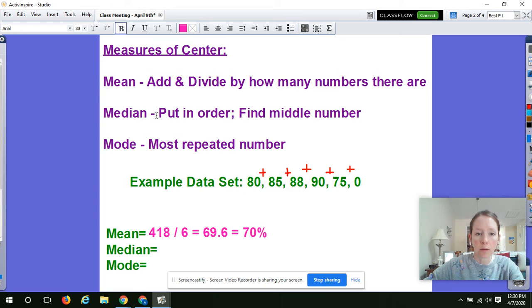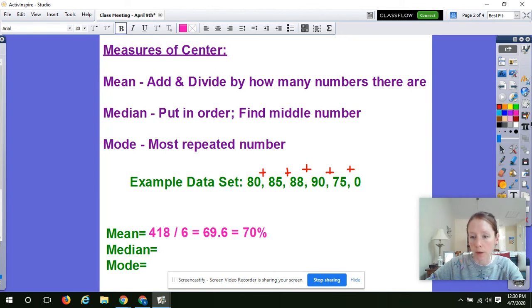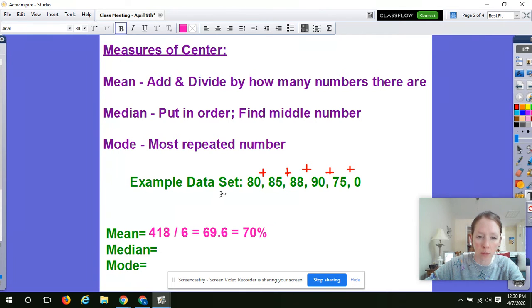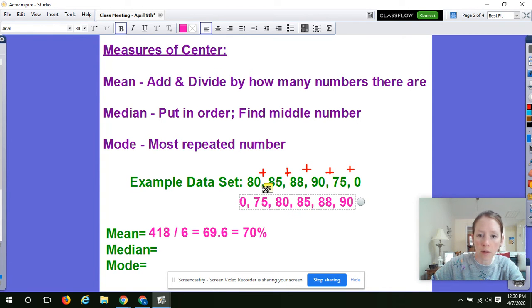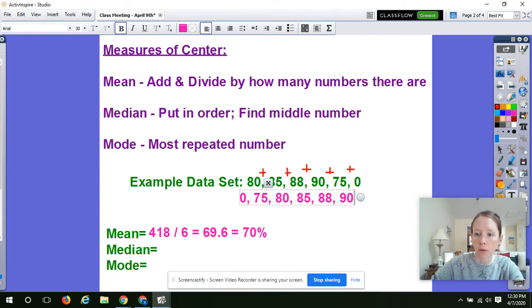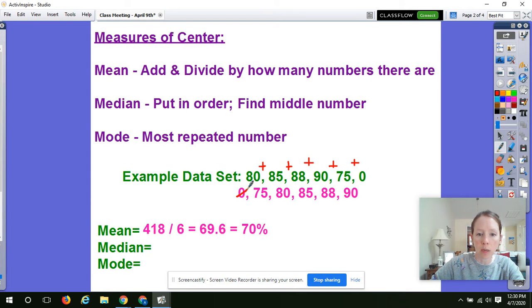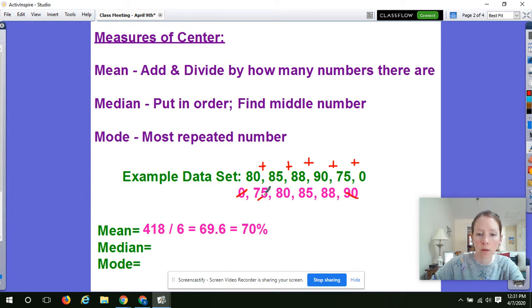Okay, for median, key is to put them in order from least to greatest before you find your middle number. So I'm going to put that right down below this. A lot of students, even my best students, tend to forget to put them in order, so make sure you remember that. So 0, 75, 80, 85, 88, and 90. And now we're going to find our middle number. So some students say it's like ping pong going back and forth. Now we end up with 2 in the middle.